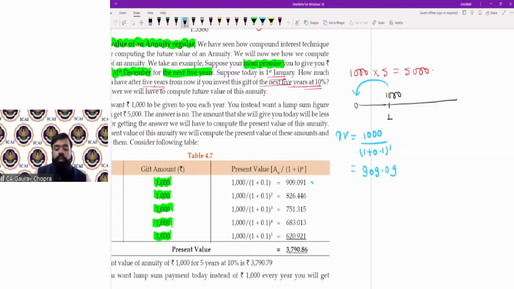909.09. This is the figure for first year. Now, the same thing happens for second year also. In second year also you receive 1000. Now what is the worth of this money today?